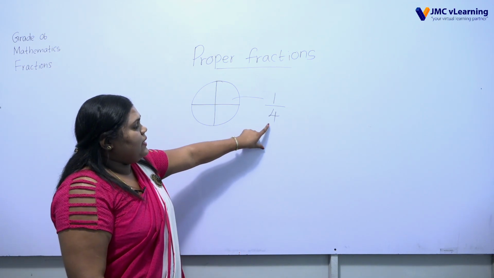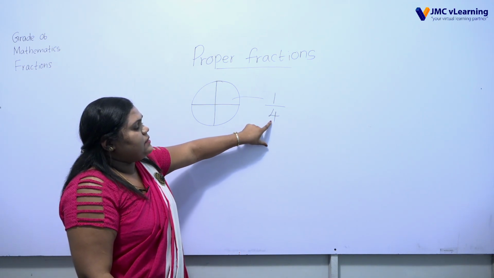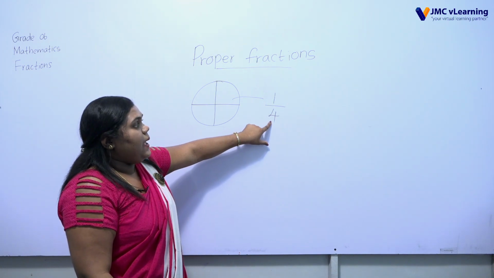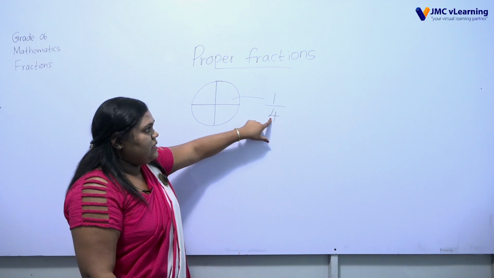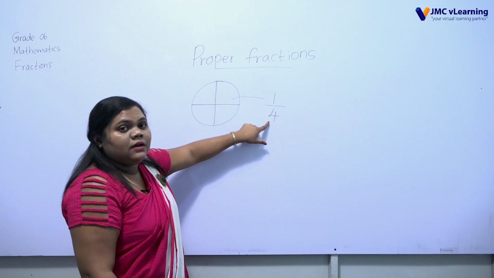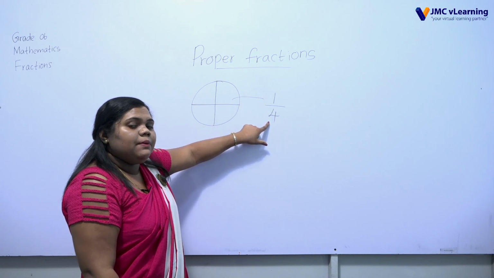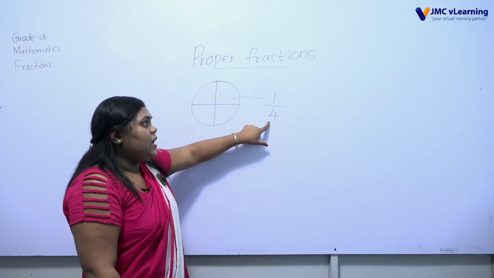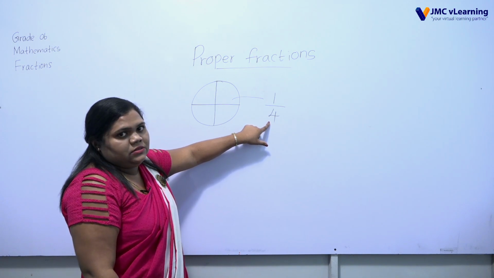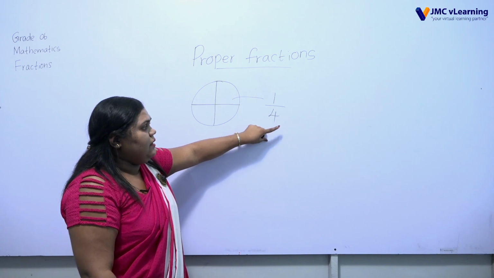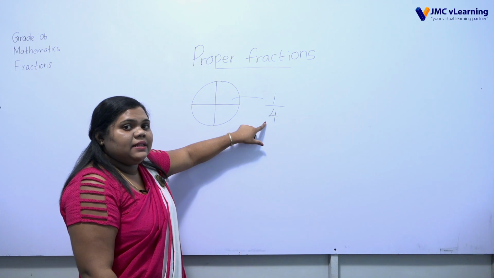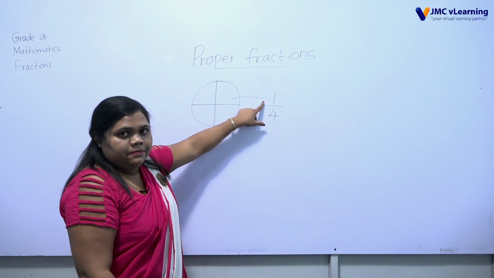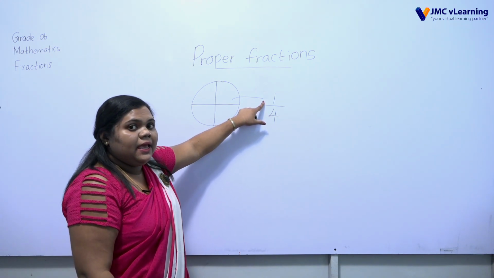Okay. So look at this number. That down number is bigger than the up number. This type of fraction we can call a proper fraction. Proper fraction means, children, always the down number is bigger than the up number. Okay, I'll take some examples.